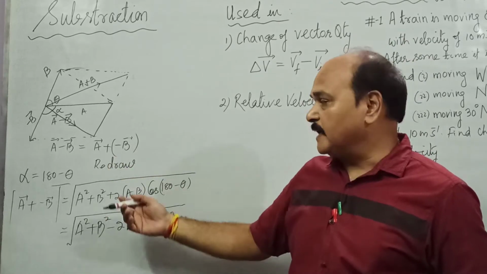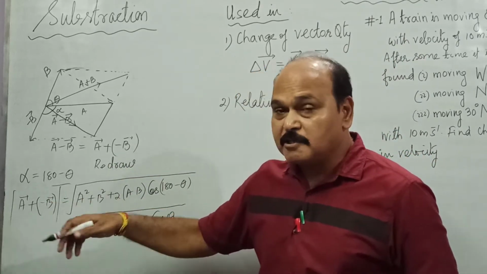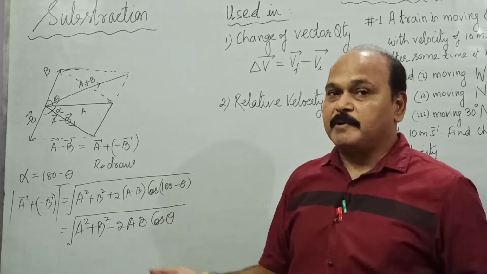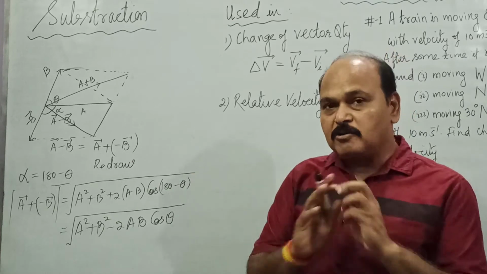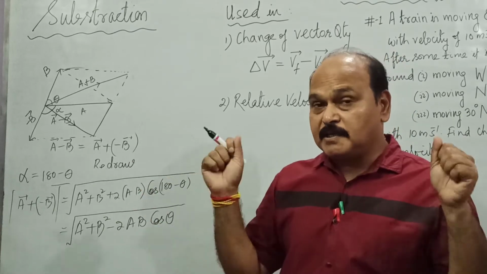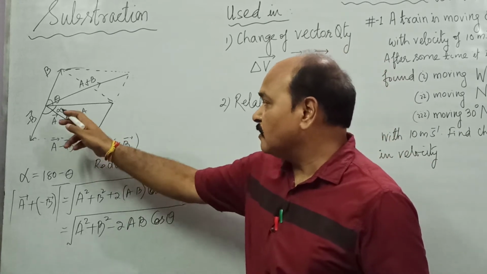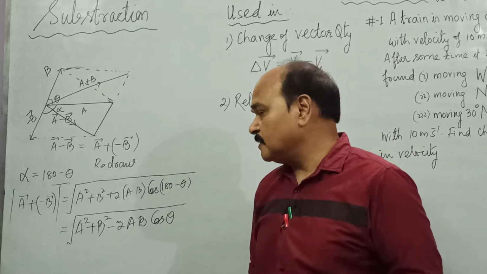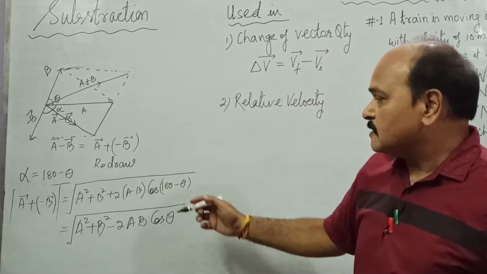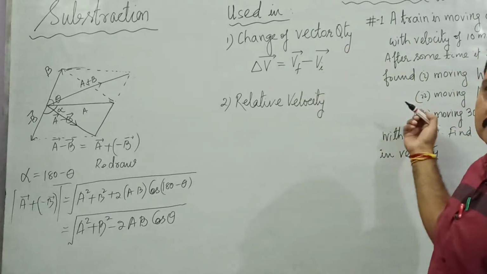So catch the technique. Sum of a vector with the negative of another is what is called vector subtraction. So we redraw the vectors and then we apply the laws of vector addition, which we have studied very thoroughly. And of course we can find out the angle of the resultant by the same formula of resultant which we have already studied. So let's see this technique with the help of some numerical examples.